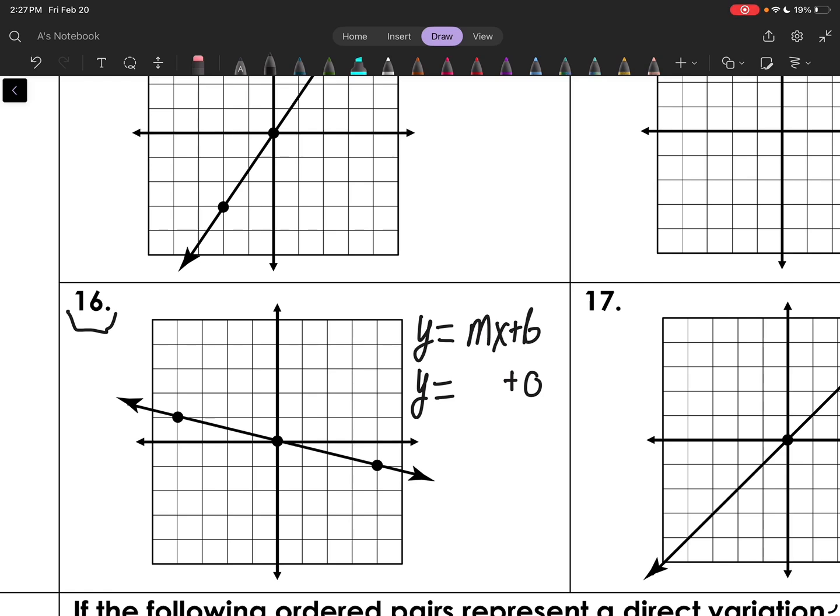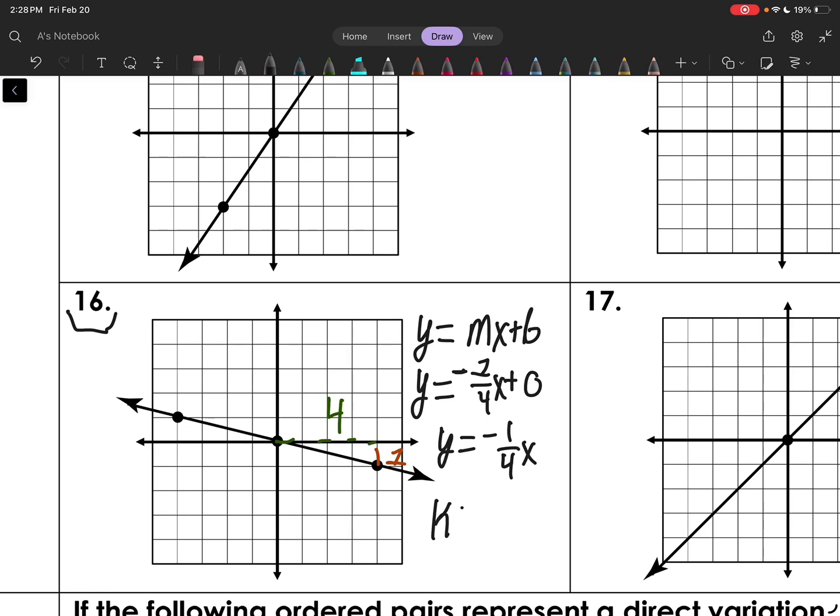Now let's find m instead of b. I'm going to move to the right 4: 1, 2, 3, 4, and down 1. Rise over run, so this is 1 over 4. I'm decreasing, so it is a negative slope. Y is equal to negative 1/4 x.